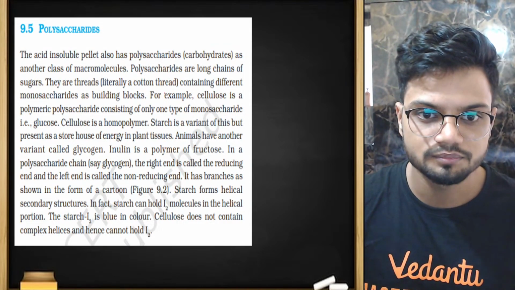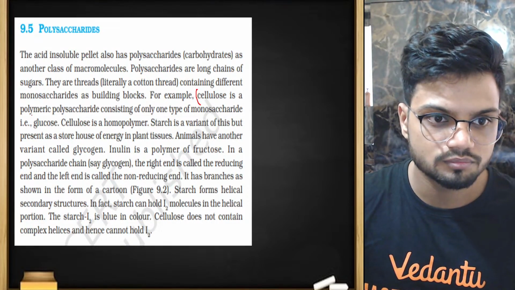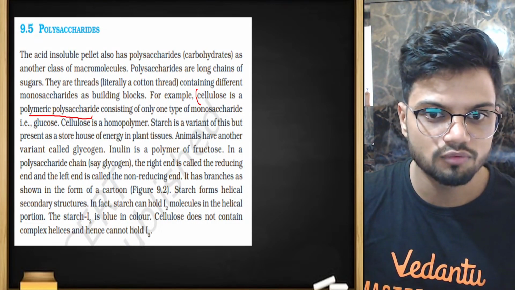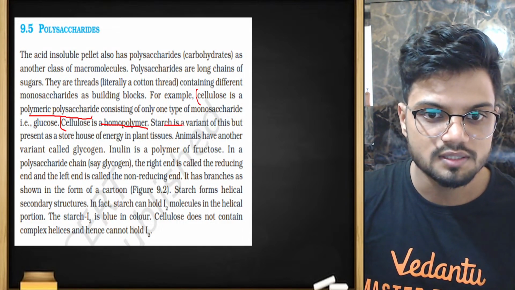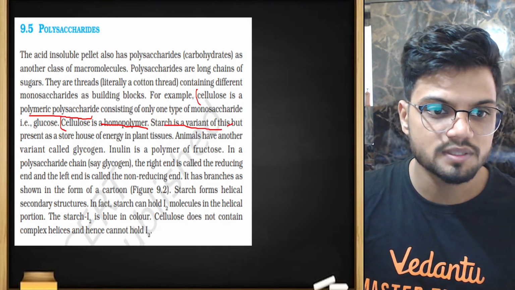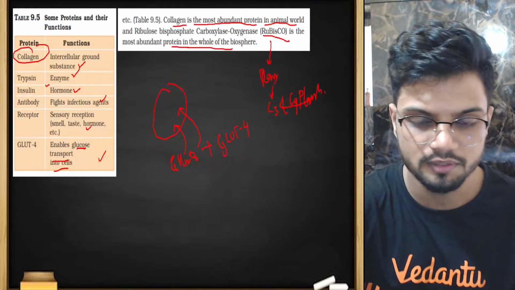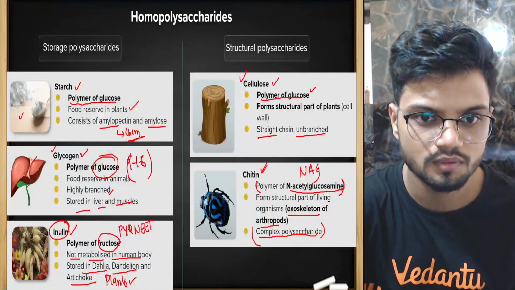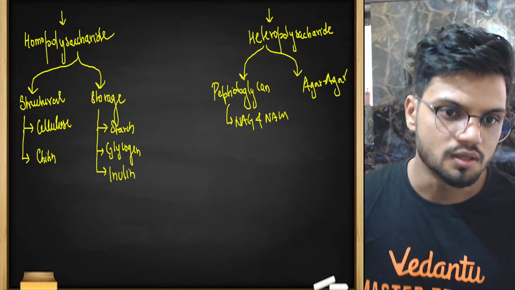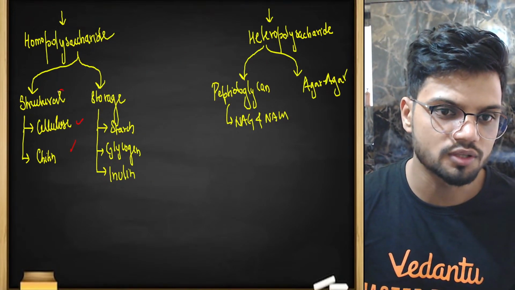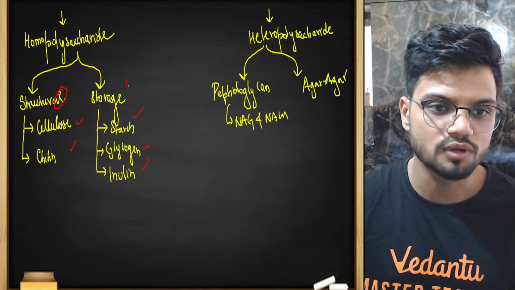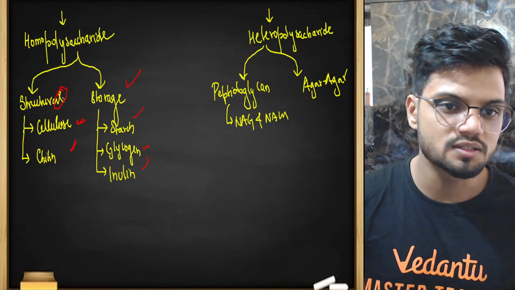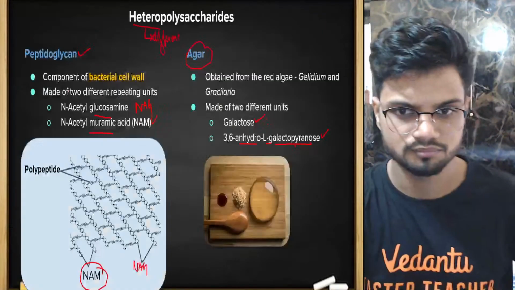We did this already, right? Cellulose is a polymeric polysaccharide consisting of one type of monosaccharide. Cellulose is a homopolysaccharide, we told that. Starch is a variant of this, but present as storage. All of you remember, we learned it here. So here, starch and glycogen are storage. Cellulose and chitin are structural.